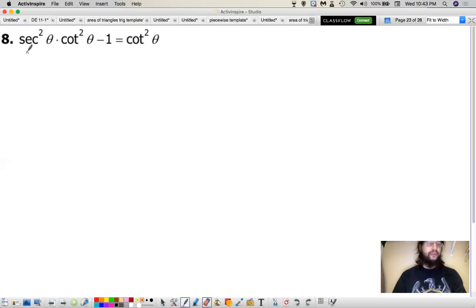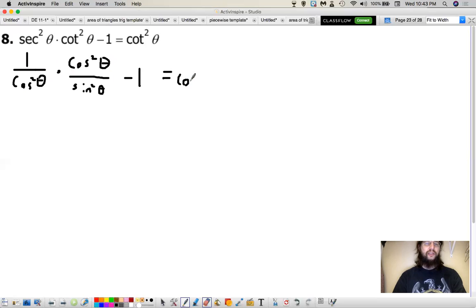Sine and cosine, let's do it. 1 over cosine squared theta times cosine squared, wow, that's easy. Cosine squared theta over sine squared theta minus 1 equals cotangent squared theta. That's cotangent. Make sure you don't magically change cotangents to cosines or vice versa, because that will definitely screw you up.